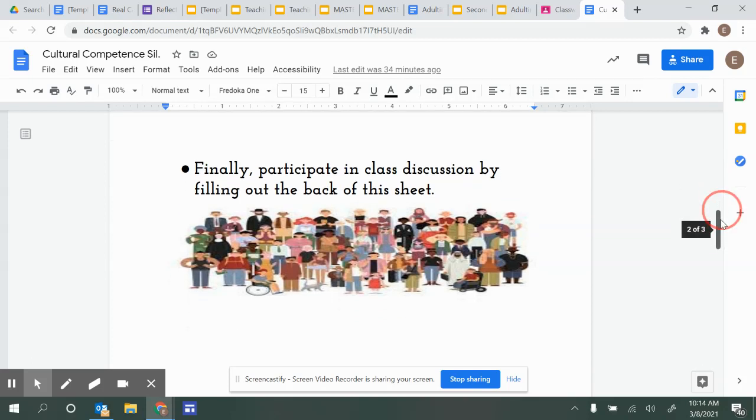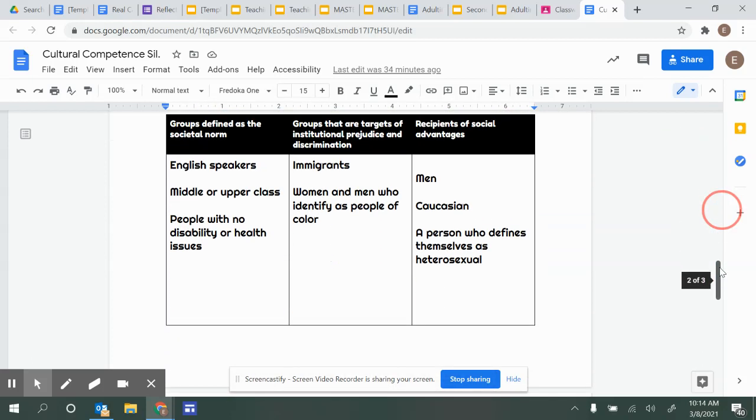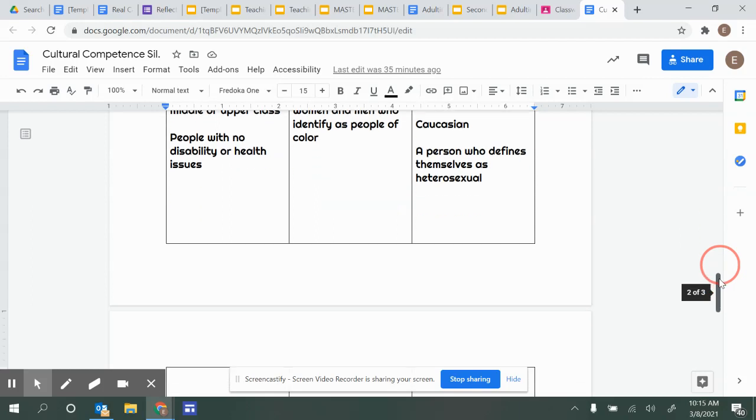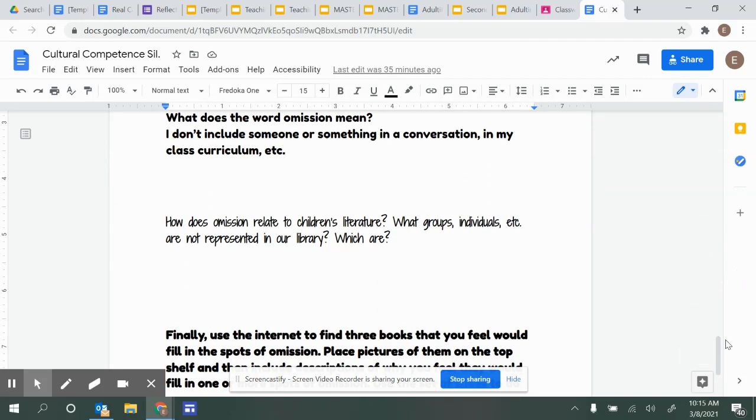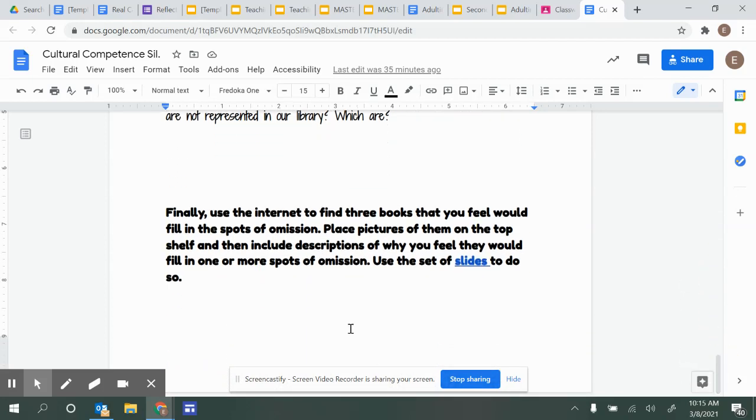So we moved into a class discussion on the back of the sheet. We listed groups defined as the societal norm, groups that tend to be targets of institutional prejudice and discrimination, and then recipients of social advantages. Next, we talked about what the word omission means, how it relates to children's literature, and then tomorrow in class, we're going to work on the bookshelf portion of this assignment and turn it in.